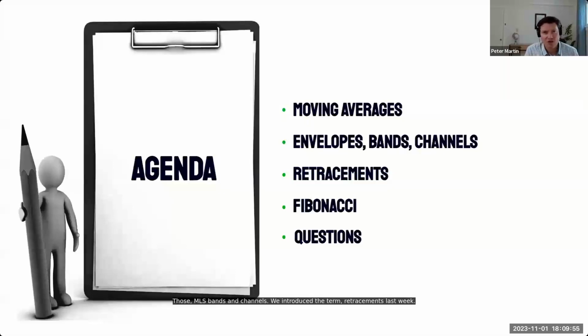We introduced the term retracements last week. We're going to talk a bit more about that and why that's important, what it looks like. And then we're going to tie in with that this idea of Fibonacci, what Fibonacci is, a special number sequence, and how we can use the numbers in that sequence to give us, in the context of retracements, potential levels of interest. And then, as usual, we're going to finish up with a Q&A session.